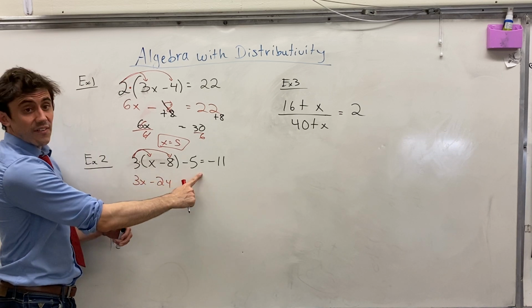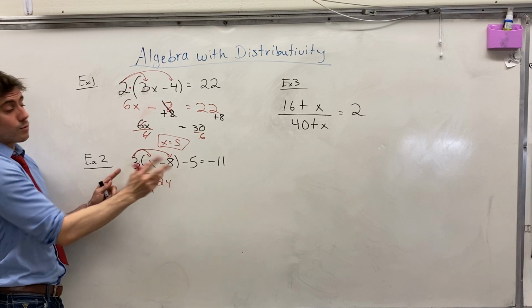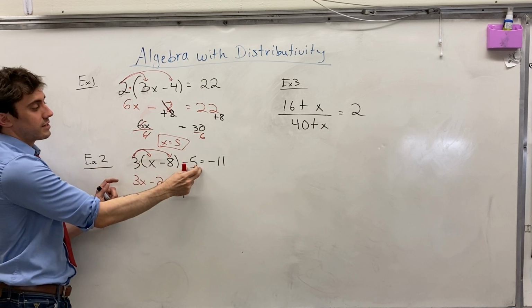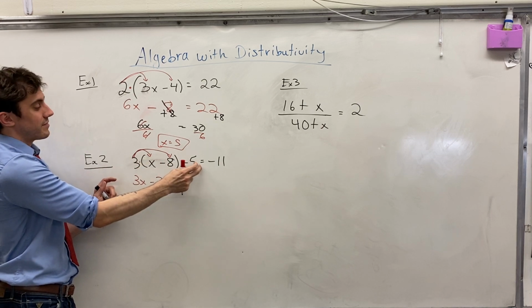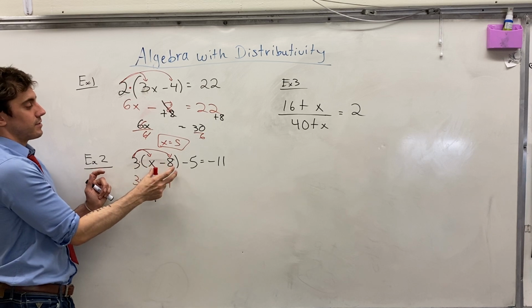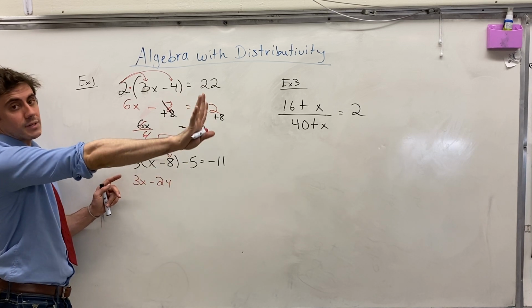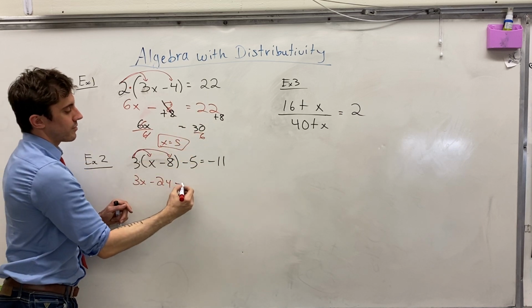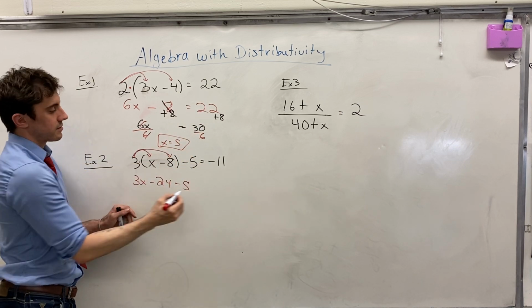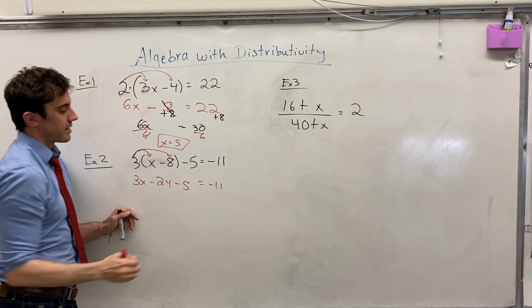Now the minus 5, you can see, is outside of the bracket, which means the 3 is not going to multiply it at all. It's not going to be affected by the 3 that's in front attached to the bracket. The minus 5 is outside completely on its own, so we'll have the minus 5 at the very end like this. And we still have equals negative 11.